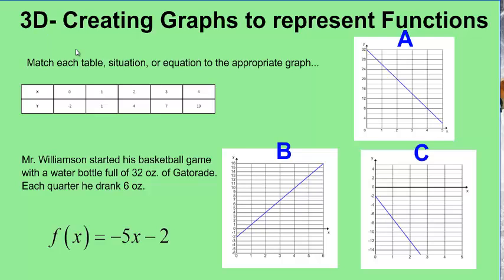Our fourth learning target is 3D, creating graphs to represent functions. On the left-hand side here, you can see that we have a table, a situation, and an equation. And on the right-hand side, we have graph A, graph B, and graph C. Please match each situation, table, or function to the appropriate graph. Go ahead and pause the video while you do this, and hit play when you're ready to see the answer.